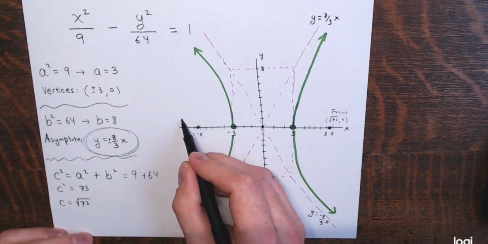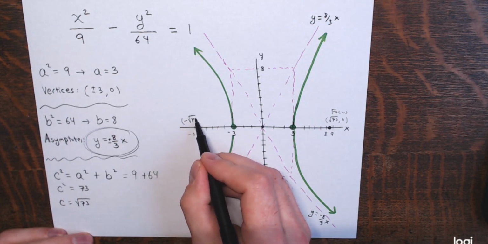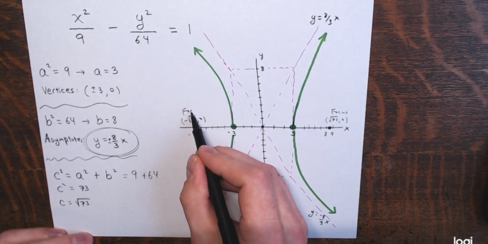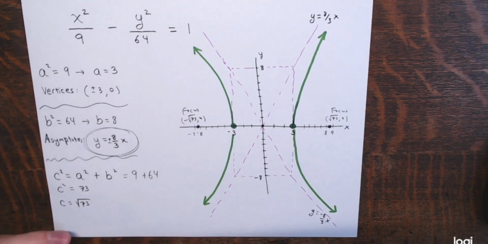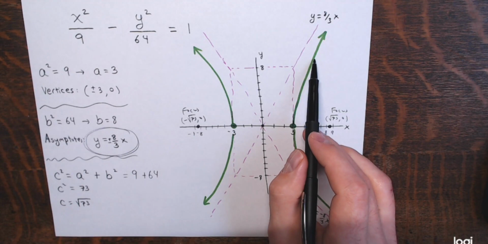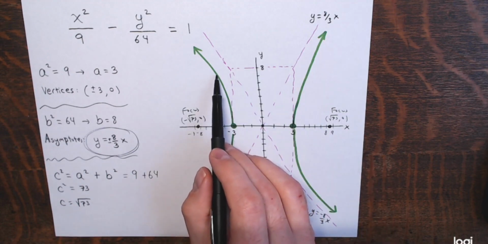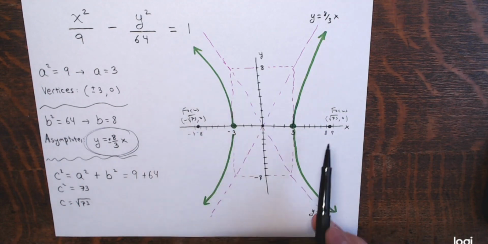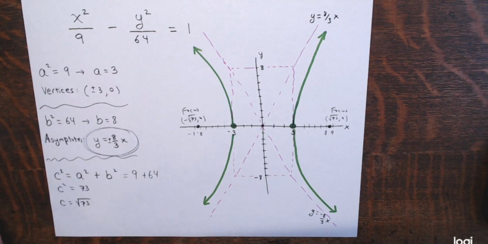There's a negative square root of 73 comma 0. There's the other focus. And if you were to take any point on the hyperbola, on this branch or on this branch, take the distance to each focus and subtract them, and take their absolute value if you did it the wrong way, the value will always be 6, or whatever 2 times a is, but I'm not going to draw that.